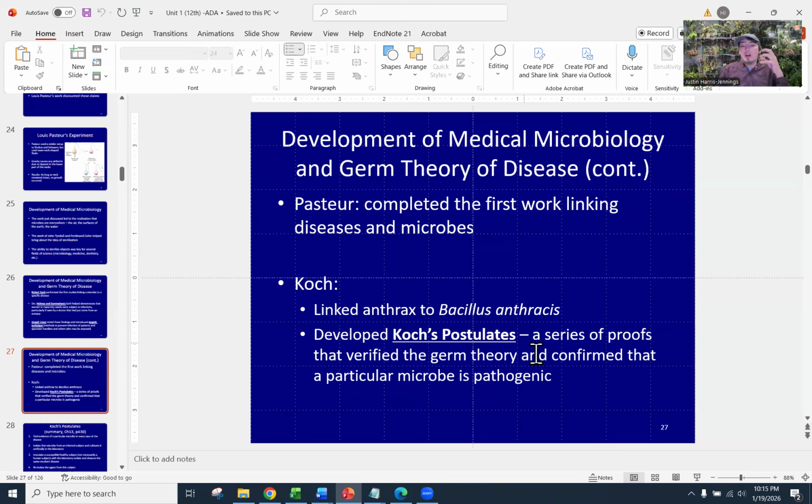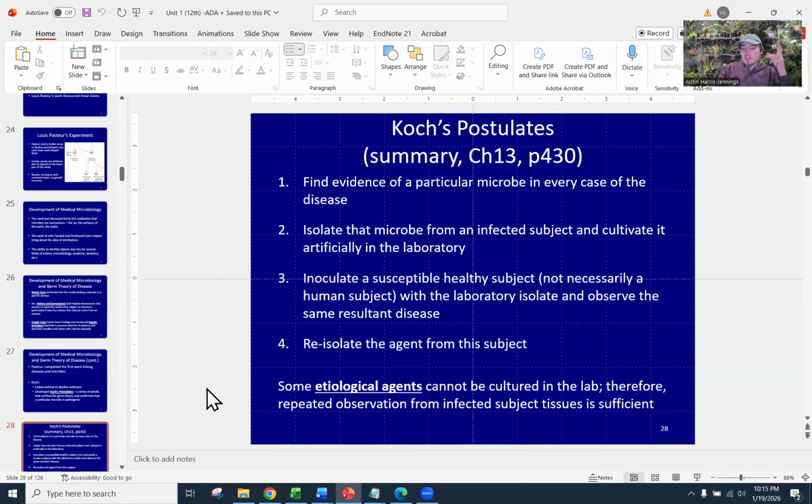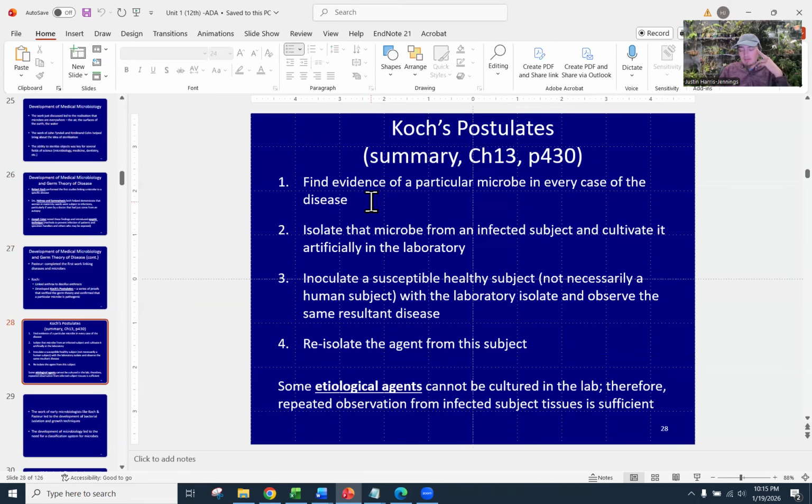Then Koch makes these postulates. He studied under Pasteur, and he links anthrax to Bacillus anthracis, and he makes this procedure to determine if a bacteria is infectious in a couple of steps. First, is this bacteria found in every case of these patients? Can we culture this in a laboratory? Can we then inoculate from that pure culture? Can we inoculate a healthy individual and induce the same disease? Can we then reculture that bacteria from that individual?